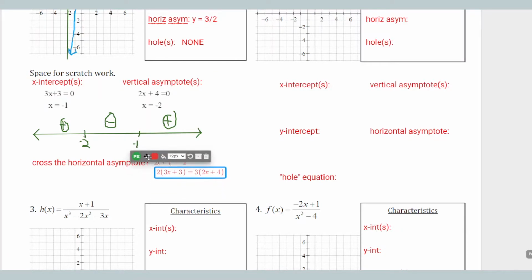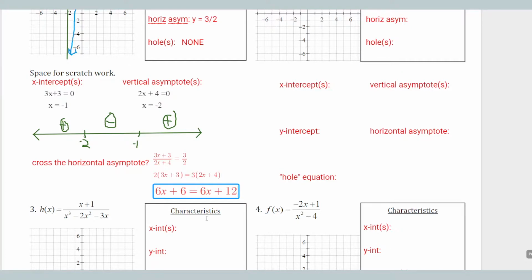All right, so when I distribute the x, what I'm going to get is 6x plus 6 equals 6x plus 12, and take a look at what's happening here. So I've got this 6x on both sides. If I subtract 6x from both sides, what I get is 6 equals 12. This is a false statement, meaning there's no solution here.